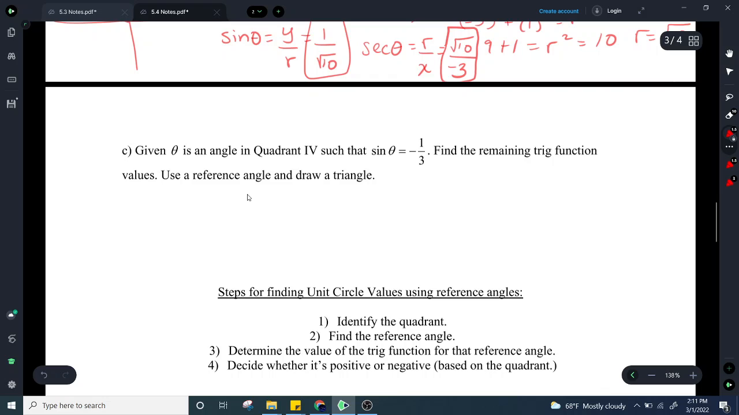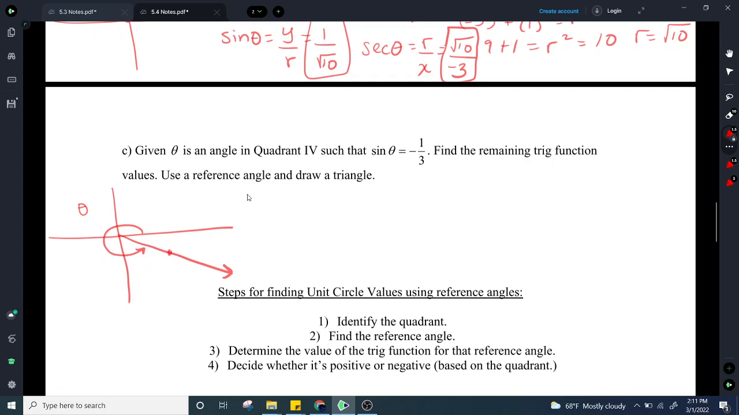All right, let's try one more of these. Given that theta is in quadrant 4 this time. So now they're telling you you're in quadrant 4, so let's make a quick sketch. I've got my angle, and I'm going to rotate it all the way around to quadrant 4. So we're over here. Theta is this big angle right here. They tell me sine is equal to -1/3, and they want you to find the other trig functions.